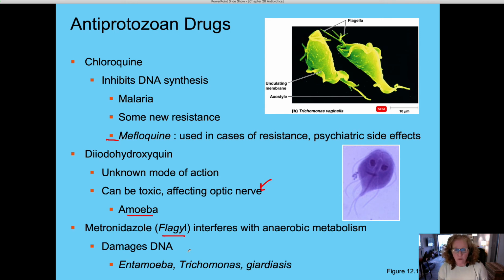And Flagyl is a zoonotic drug. It's given to other animals besides humans.